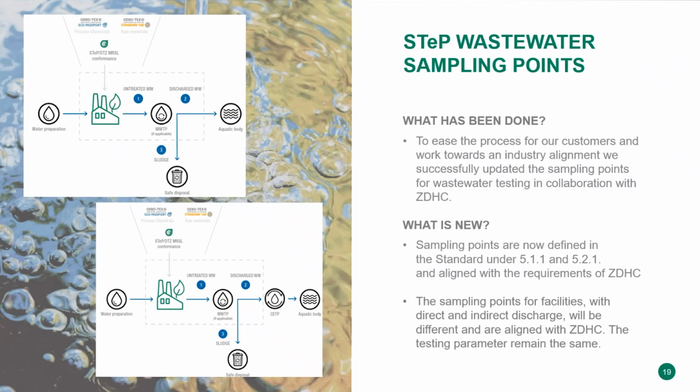Also for wastewater sampling points, again, to ease the process, we successfully updated the sampling points for wastewater testing in collaboration with ZDHC. So sampling points are now defined in the STEP standard under these two chapters and aligned with the requirements of ZDHC. The sampling points for facilities with direct and indirect discharge will be different and are aligned with ZDHC now. But the testing parameters will still remain the same.